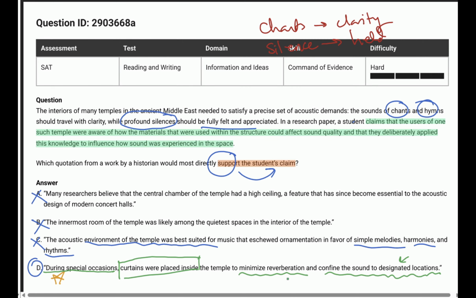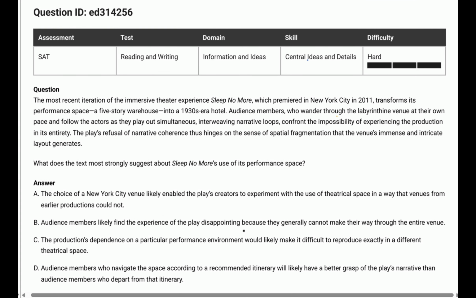Acoustic qualities right here, the curtains have acoustic qualities, so the environment does have that. That part is supported. During special occasions, curtains were placed inside. That shows deliberate application of the knowledge to influence how it was experienced in the space. This is exactly what we're looking for. This is the answer that covers everything we mentioned. The previous answer choices were not doing this by any means.